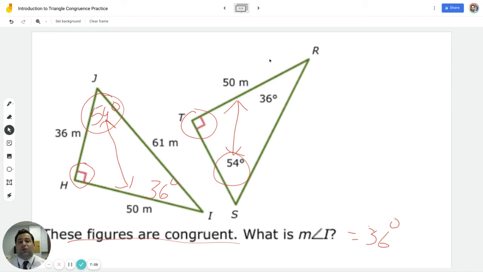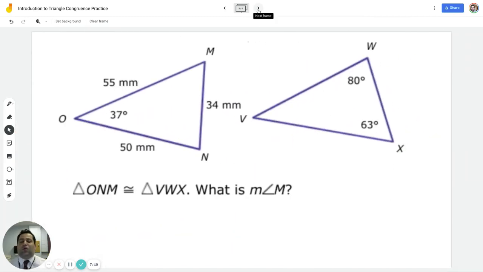Let's take a look at another one. The 8th one on the left side is, again, this time they do give me a congruency statement. That's very nice of them. So they want to know what's the measure of angle M. Well, again, because of the congruent statement, I know that M is last, X is last. So that means whatever M is, X is, because of this congruency symbol. So I see that X is 63 degrees. That means M is 63 degrees.